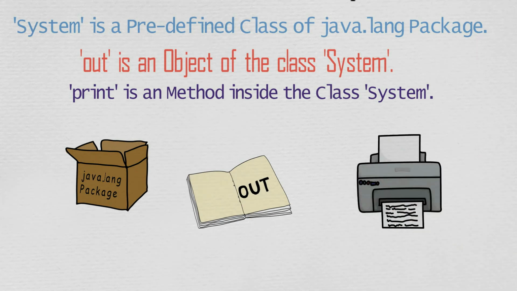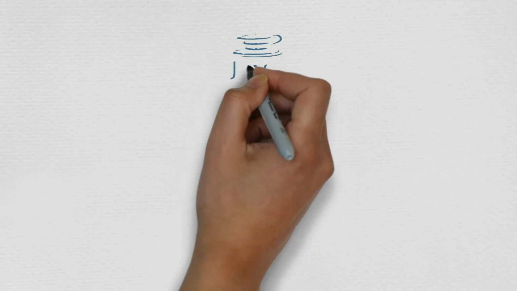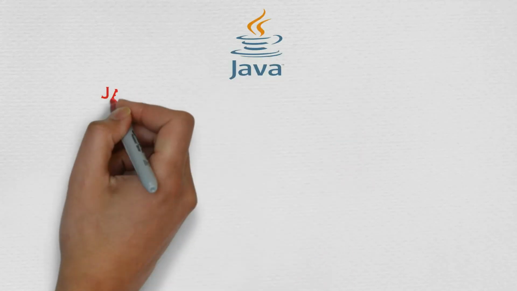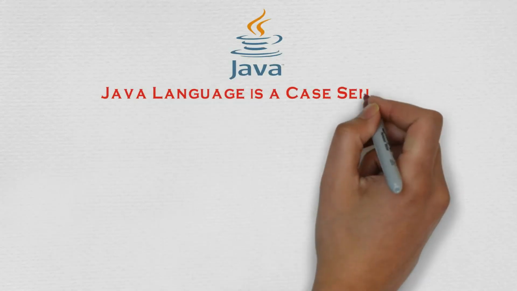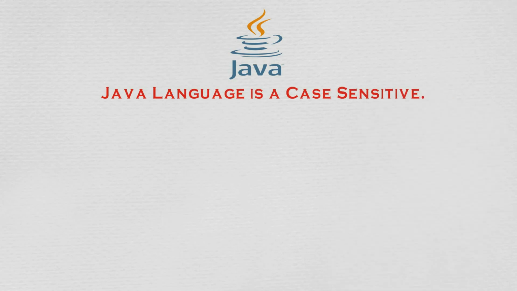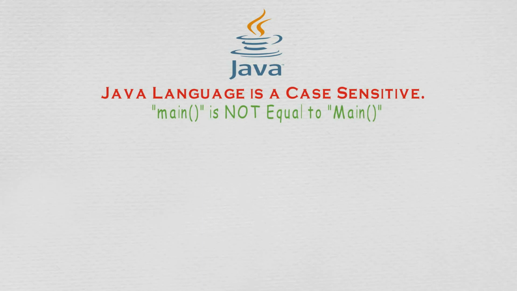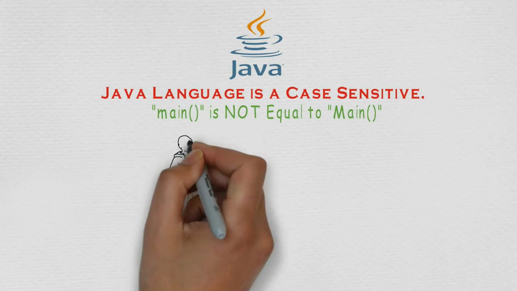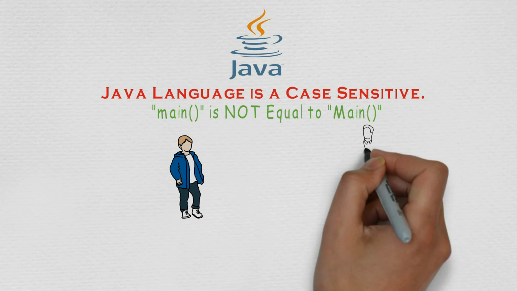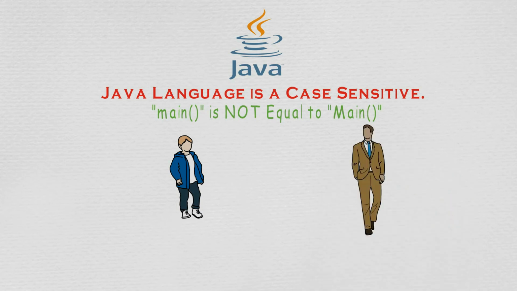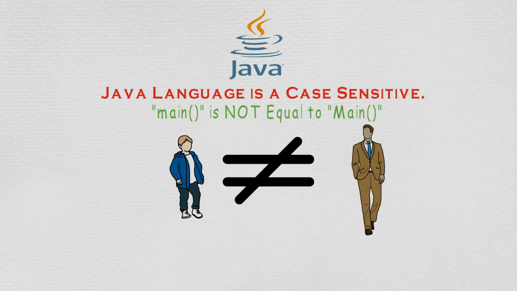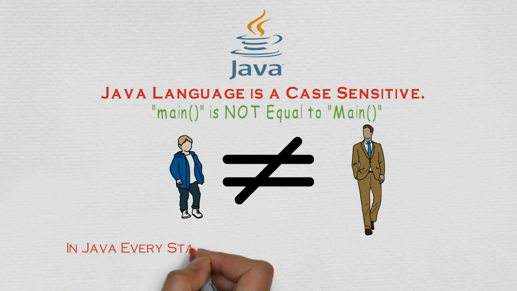Now the last part of the video where we will cover some predefined rules of Java. Java is a case sensitive language. Main written with a lowercase m and Main written with an uppercase M are not the same, just like a boy and a man are not the same. Even though they are both human beings, in Java they are different entities. In Java every statement should end with a semicolon.